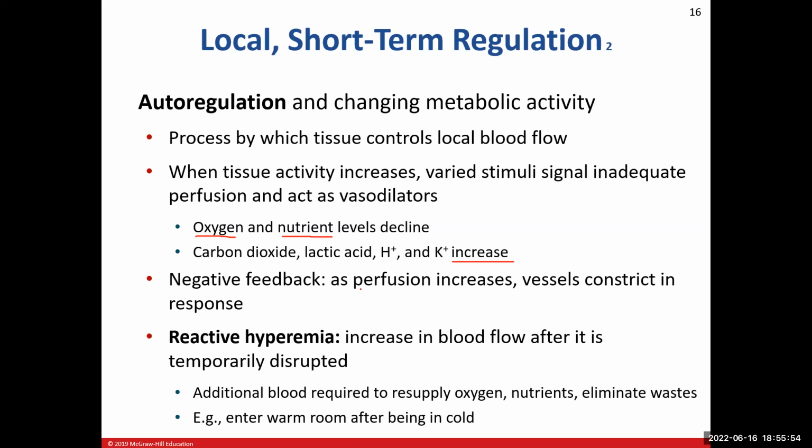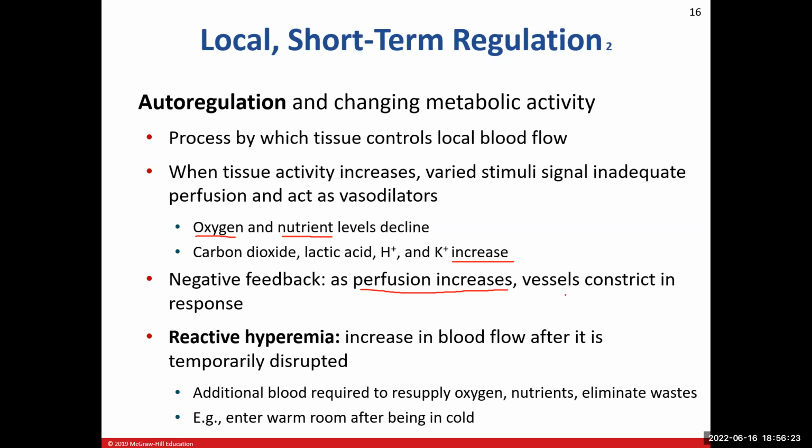So easy to say, perfusion is going to increase. And as a result of perfusion increasing, we will get constriction of those tissues to regulate the amount of blood flow that will occur. I don't know if you've ever heard of reactive hyperemia, but this is what happens. Easy way to determine this.